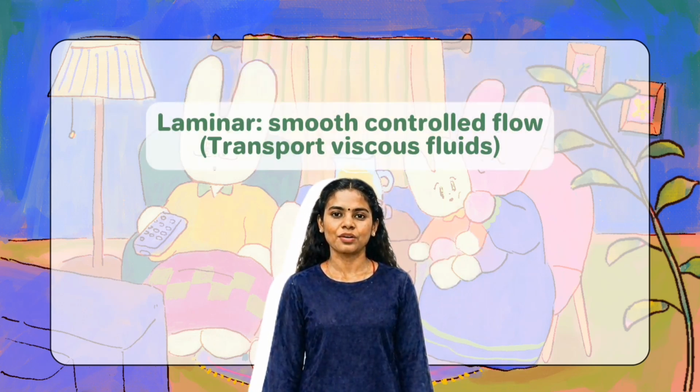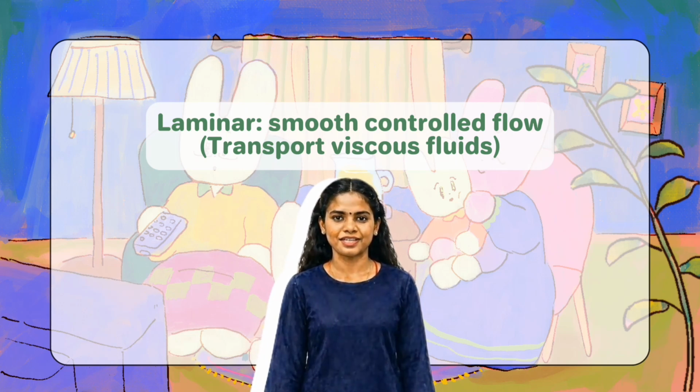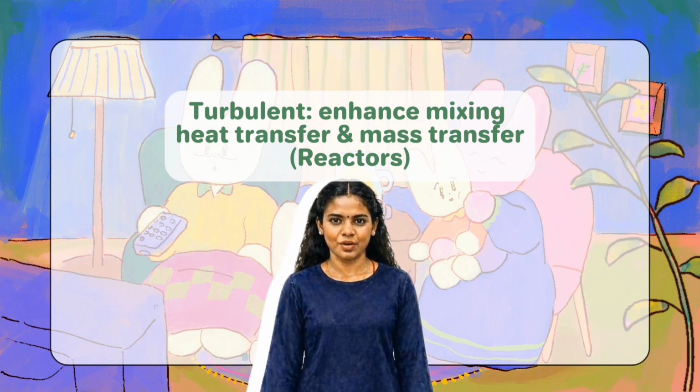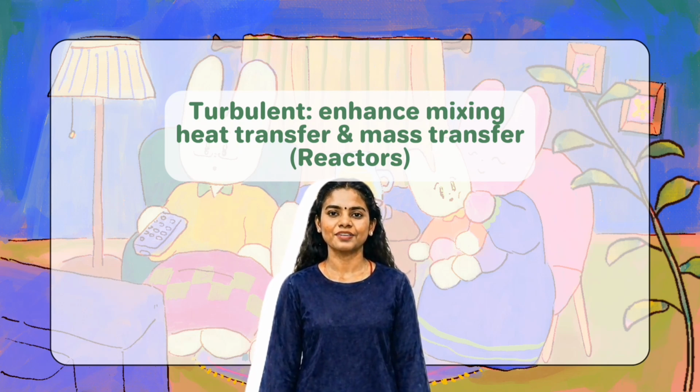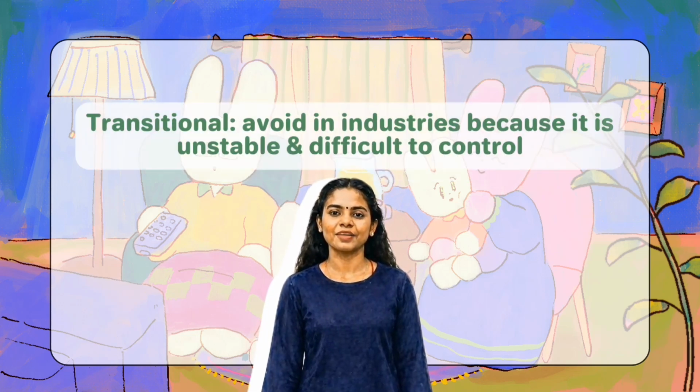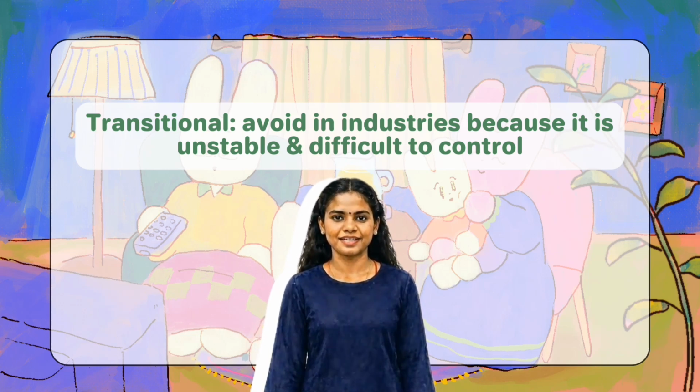Laminar flow is used where smooth, controlled flow is required, such as transporting viscous fluids. Turbulent flow is used because it enhances mixing, heat transfer, and mass transfer, like in reactors. Transition flow is usually avoided in industry because it is unstable and difficult to control.